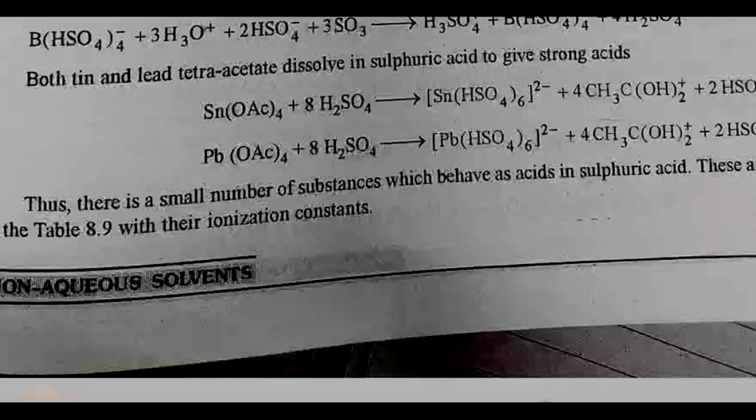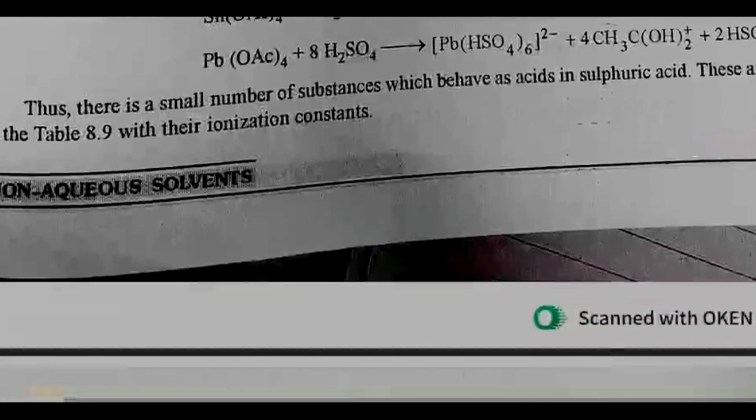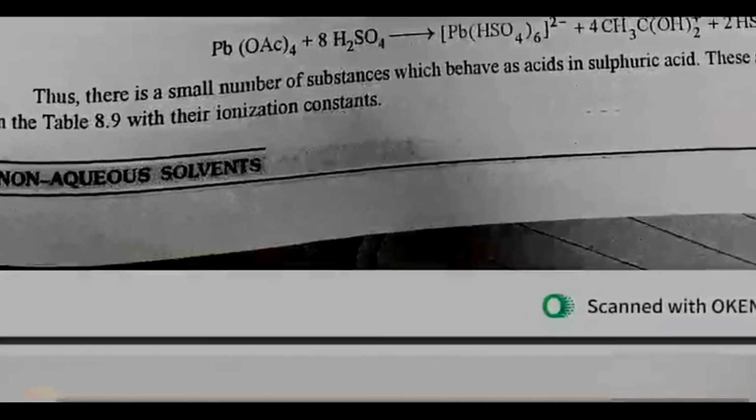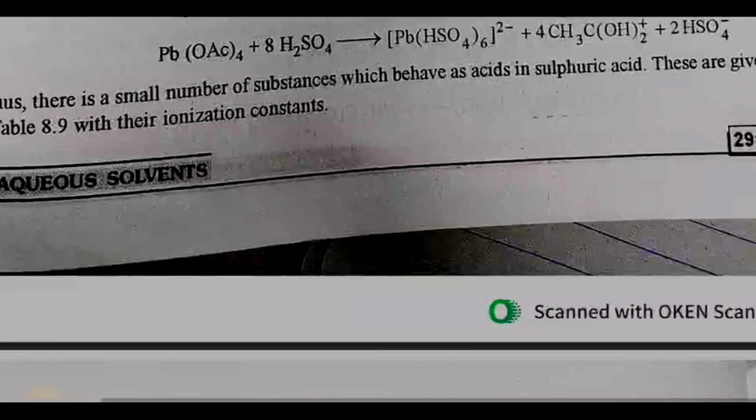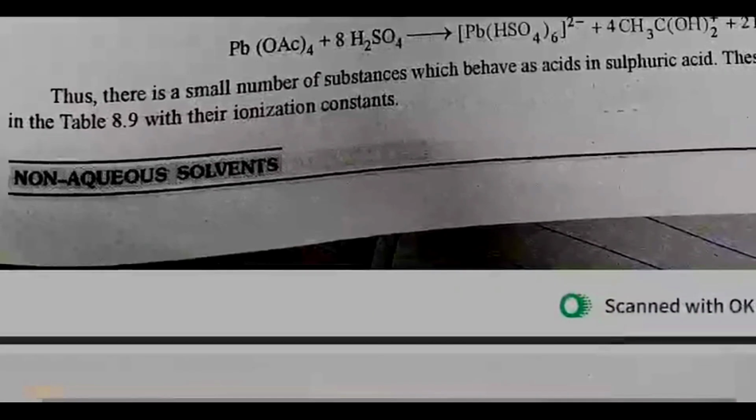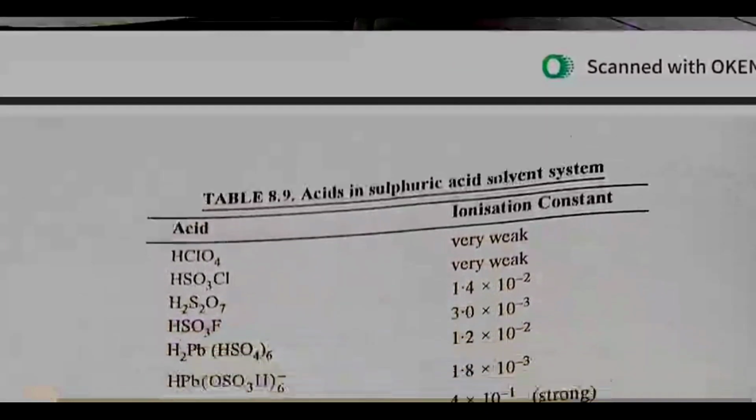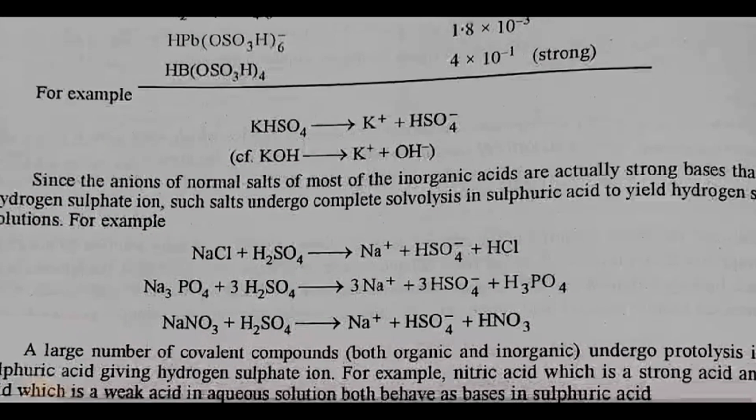Both tin and lead tetraacetate dissolve in sulfuric acid to give strong acids. Sn(OAc)4 + 8H2SO4 ⇌ Sn(HSO4)6 2− + 4CH3COOH2+ + 2HSO4−. Thus, there is a small number of substances which behave as acids in sulfuric acid. They are given in the table with their ionization constants. For example, KHSO4 ⇌ K+ + HSO4−.